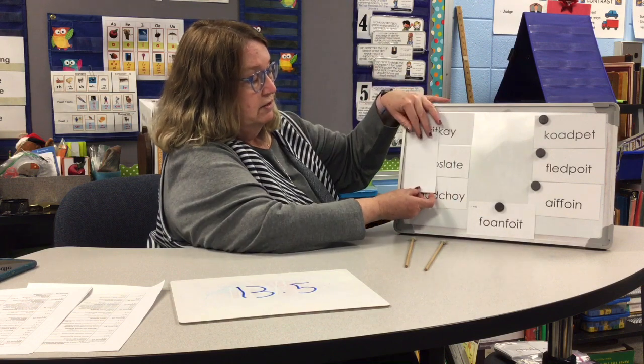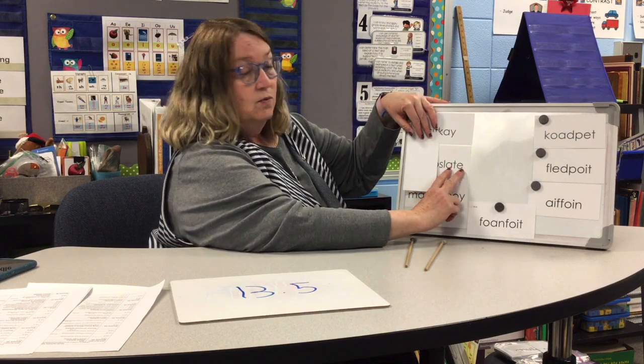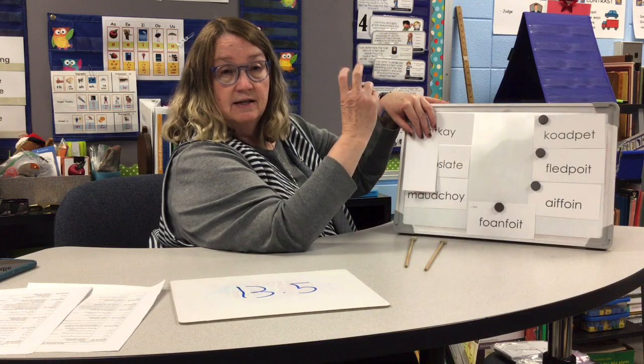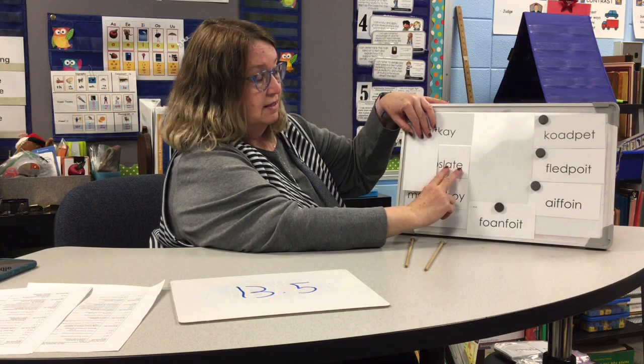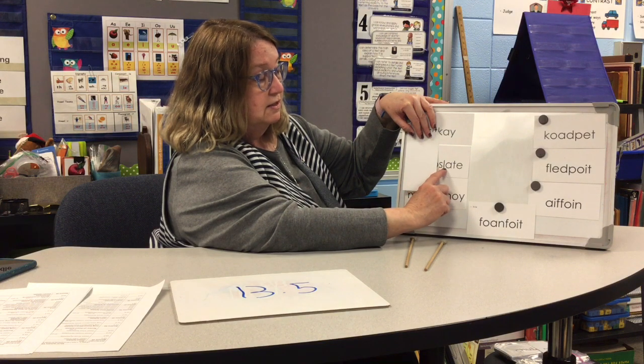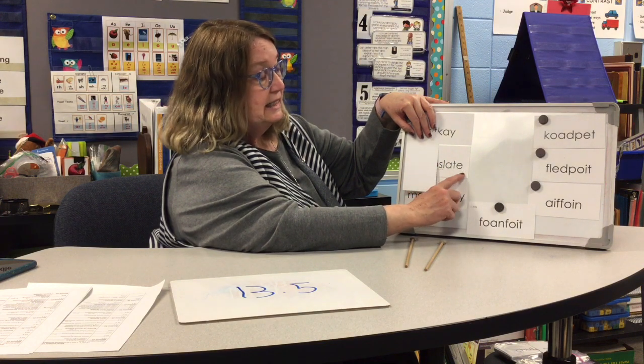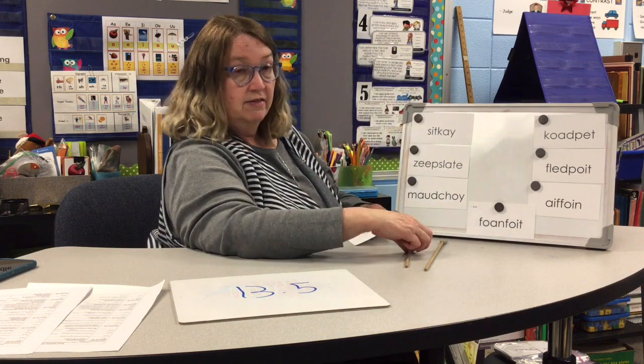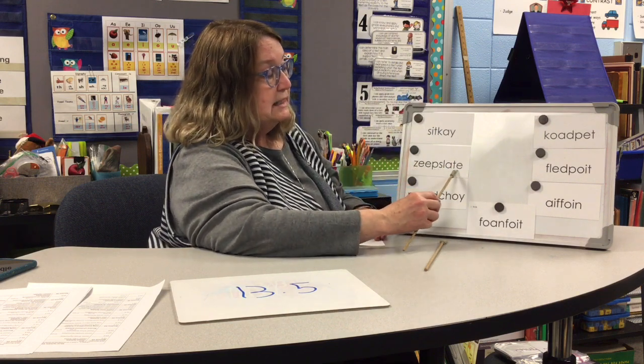Then I move and I look at this part. What type of syllable is this? Yeah, silent E, because we have the A with the E. And I'm going to read this word, slate, slate. Now I have to put it together, zeep, slate.